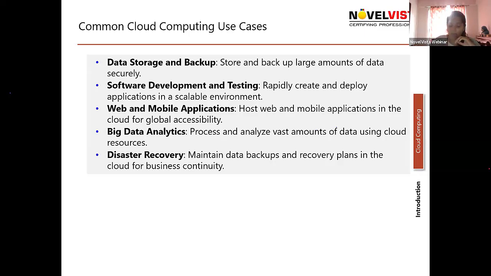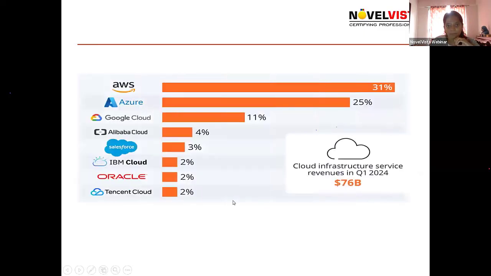Okay. Now, next we need to discuss the different cloud providers available in the market like AWS, Azure, Google Cloud, Alibaba Cloud, Salesforce, IBM Cloud, Oracle. Okay, so these are different clouds available in the market. Now you can see this graph. What you understand from this graph is that 31% of the market share is captured by AWS.